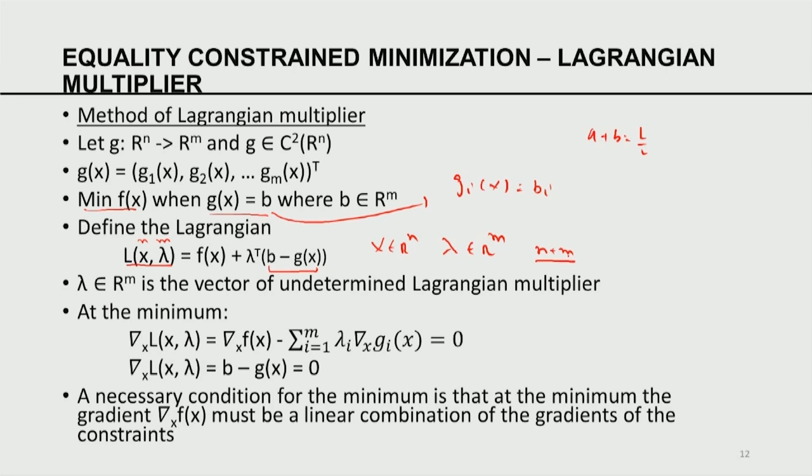This is the technique that Lagrange designed a number of years ago. What did he say? He said the following. What is the theorem? The theorem is as follows. The constrained minimum of f of x, when g of x is equal to b, is equal to the unconstrained minimum of L. He converted the problem of constrained minimization to an unconstrained minimization. Unconstrained minimization we know how to solve.